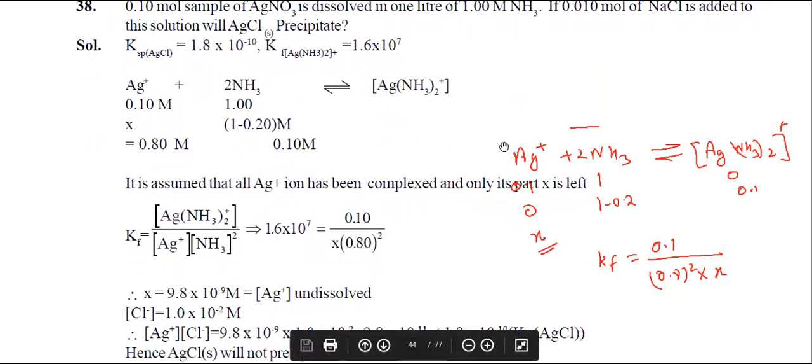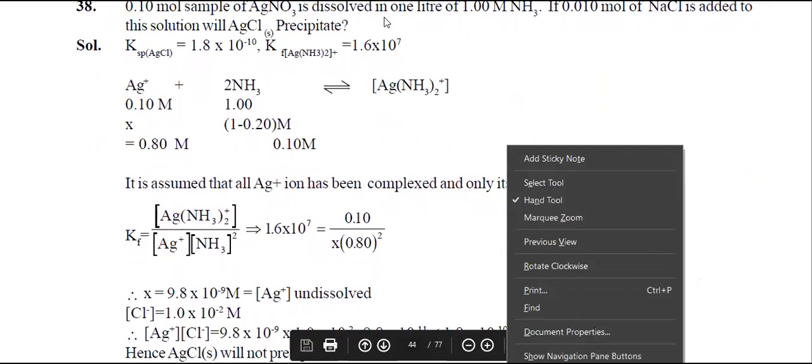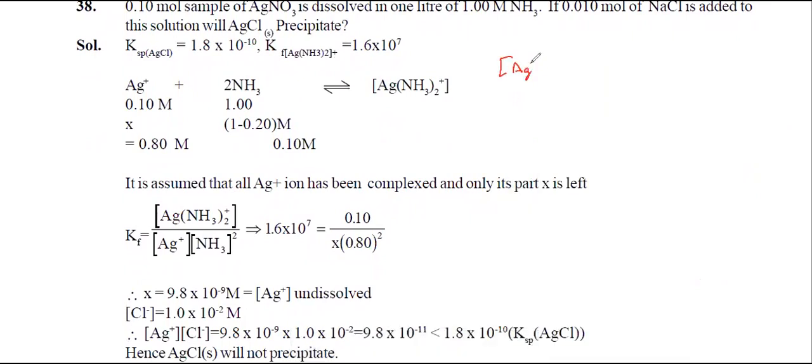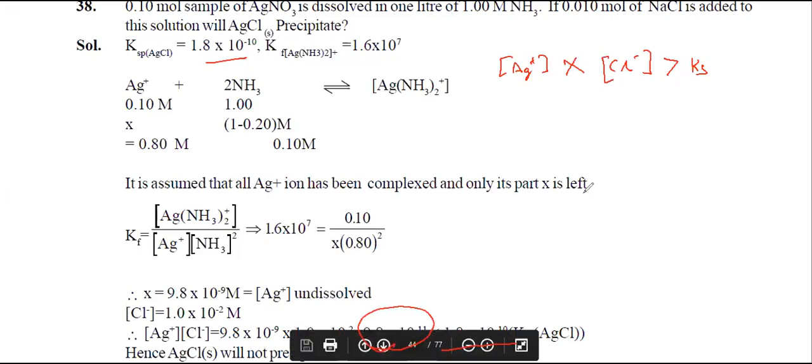Now you know the concentration of Ag plus. You know concentration of Cl minus, which is given, right? Multiply them. If it is greater than KSP, which is also given, right? Then it will precipitate. If it is less than KSP, it will not precipitate. So after multiplying, we will get this value, which is less than KSP. Hence, it will not precipitate.